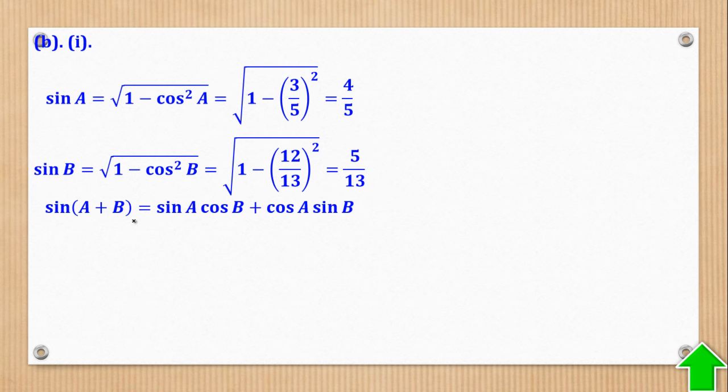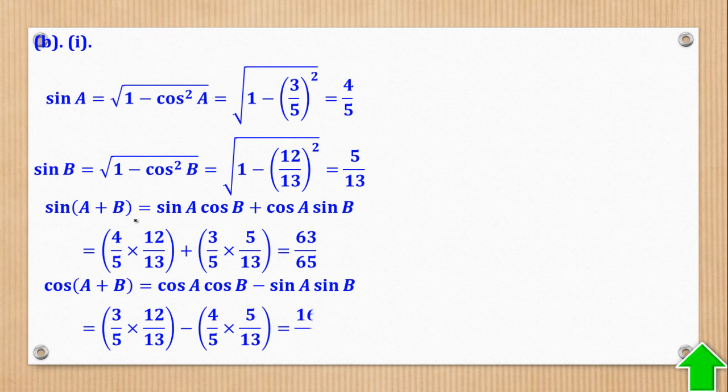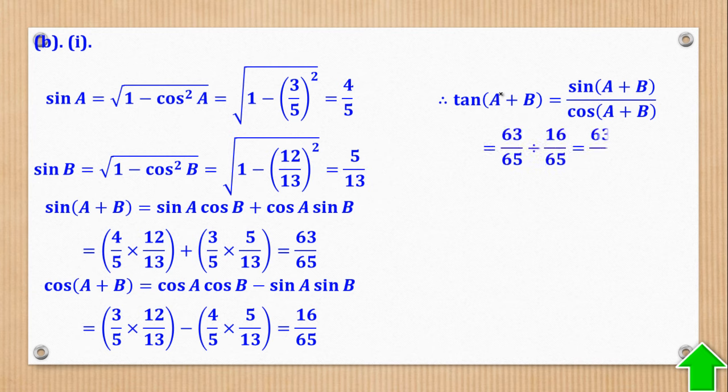So sine (A plus B) gives you that. Then cos (A plus B) gives you that. Then from there you can now get tan (A plus B), which is okay. Others can choose to use the expansion that tan (A plus B) is equal to tan A plus tan B over 1 minus tan A tan B. It is still okay. You still get the same answer.